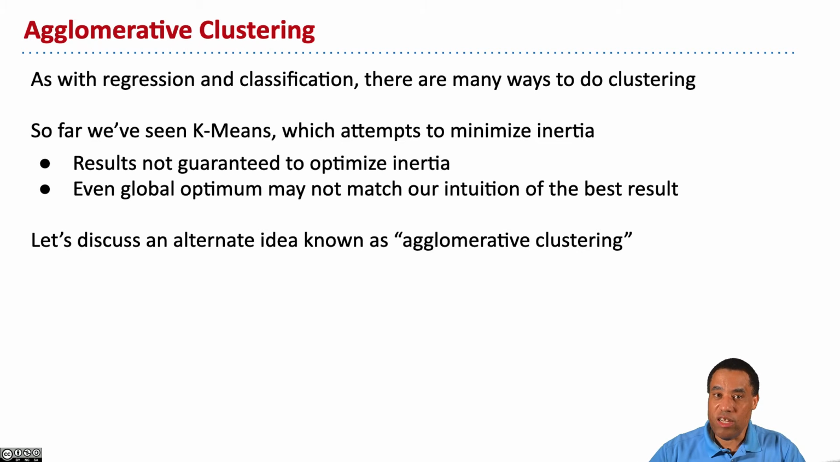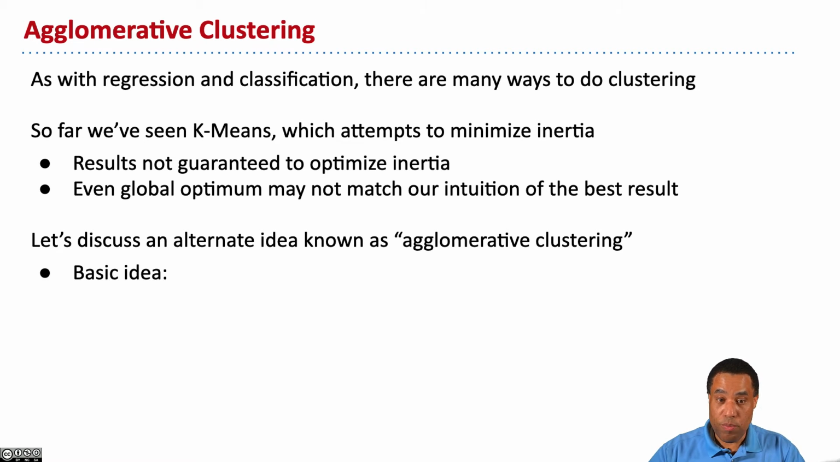So let's look at a different idea. This idea is called agglomerative clustering. And it's kind of the natural way to do clustering. If I had just started this lecture by saying, here's a set of points, try to come up with clusters of those points, it's probably the way that you would come up with.